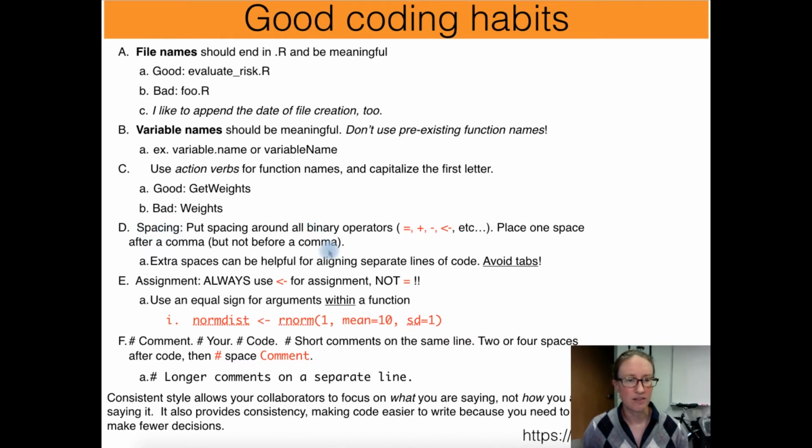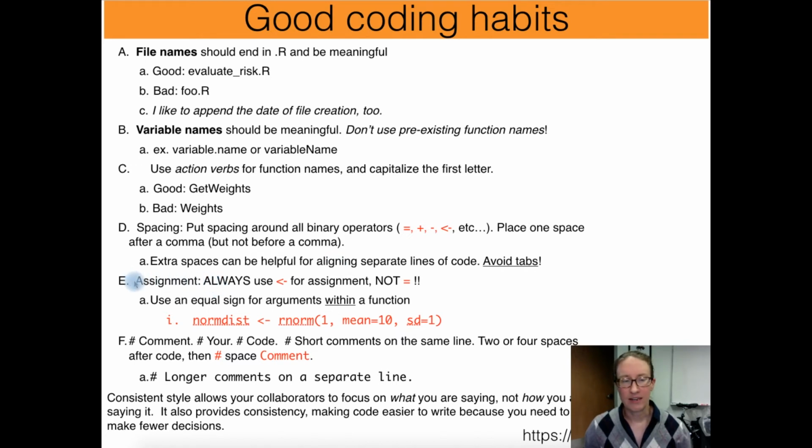And just as you would for sentences, put a space after a comma, but you don't need to put a space before a comma. So again, this is about readability. And you can also use those extra spaces to align lines of code. You want to avoid using tabs, just use spaces to keep things vertically aligned.